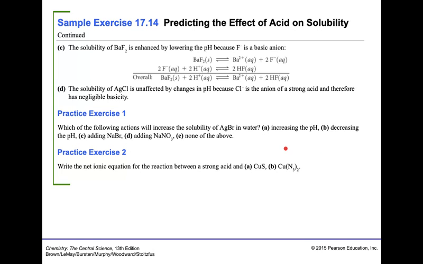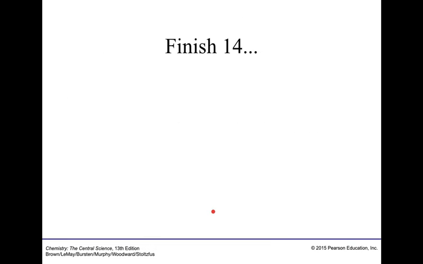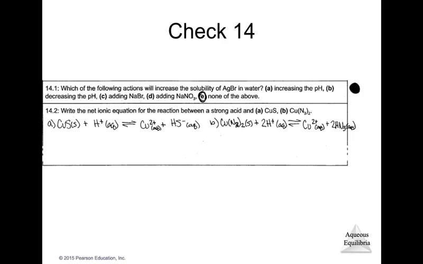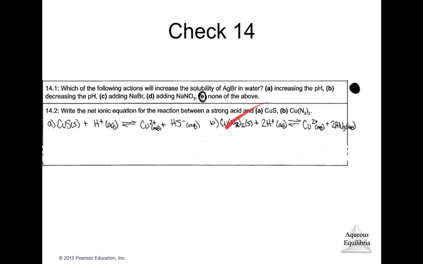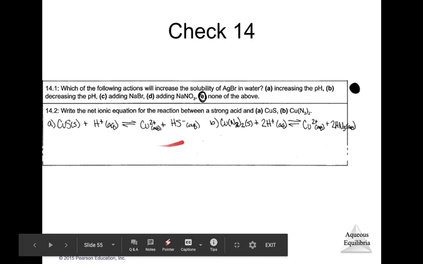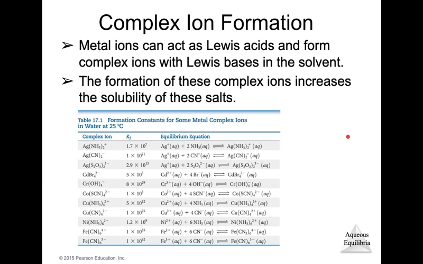Remember, if you need extra help, I'm available, but try out these practices and then just check your work. I'm going to let you finish 14. And here is your answer. So 14 should have been none of the above. And for 14, you'll have to excuse my sloppy handwriting here, but these should be your net ionic equations. Okay. All right, complex ion formation.